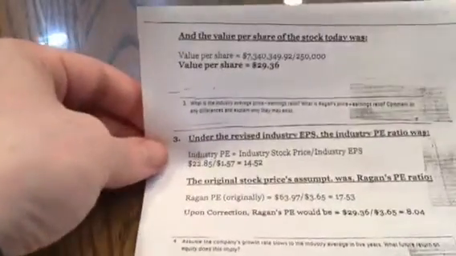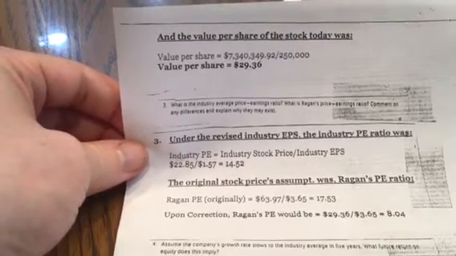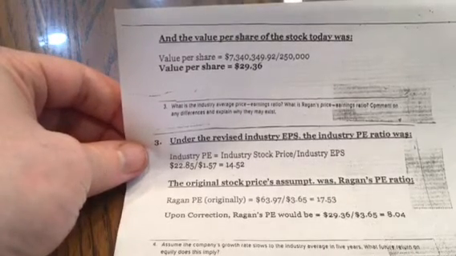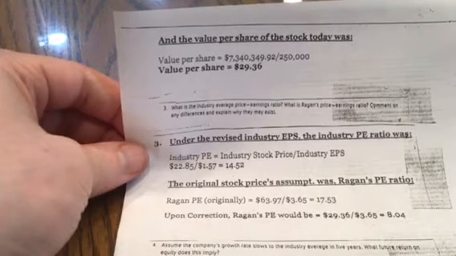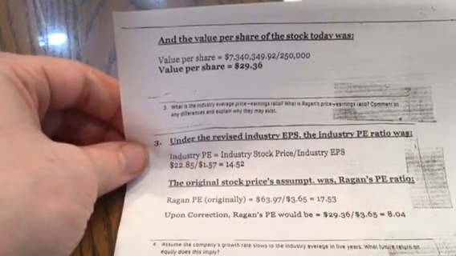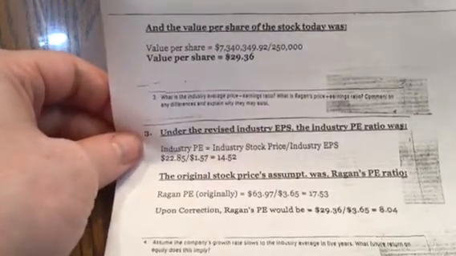Continuing on the same problem, the value per share of the stock today: we take $7,340,349.92 and divide that by 250,000 shares, and our value per share becomes $29.36.